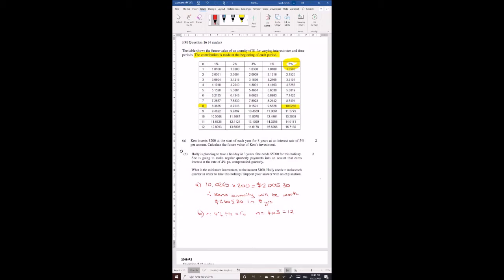Now, looking at our table, we need to find our 1%. So up here's our 1%. We need to go down to 12. So this is the factor that we need to be taking into account here. Now for this one here, because we're trying to find out how much she needs to pay, this is going to be our division question. We're going to do 5,000 divided by our factor.